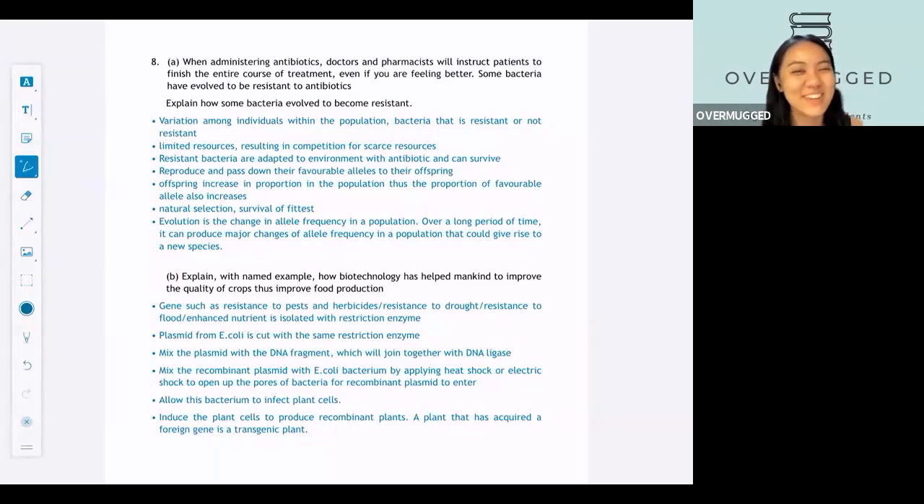This paragraph is just put there for fun, because basically they're asking you to explain how some bacteria evolved to become resistant. So this is actually a copy of the 2019 paper 2 question, your TYS 2019 question. I think it is something like explain how some trees evolved to become fire resistant. Basically, you see this type of question, it can be applied to every single thing. Explain how some animal evolved to become this color or have longer legs, giraffe become longer necks. There are many, many. This question can be basically used on anything, right?